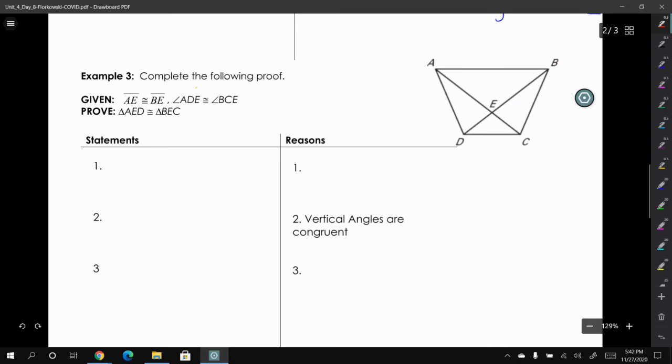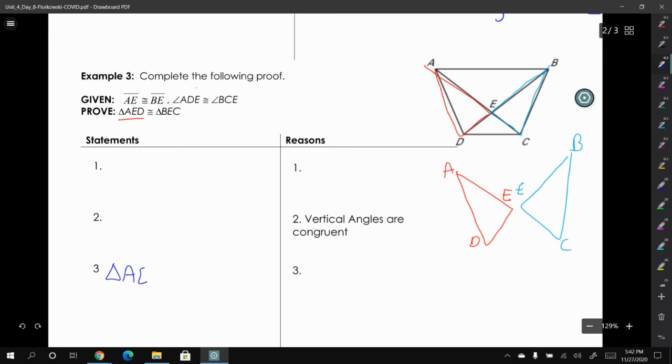And you see that this picture is kind of a mess. You have a lot of triangles here. So which one are we actually talking about? So we're talking about triangle AED and triangle BEC. So let's redraw those separately down here to kind of give us a better idea of what we're dealing with. So we have triangle AED and triangle BEC. Okay, so that's what we're trying to prove, so let's put that at the end.